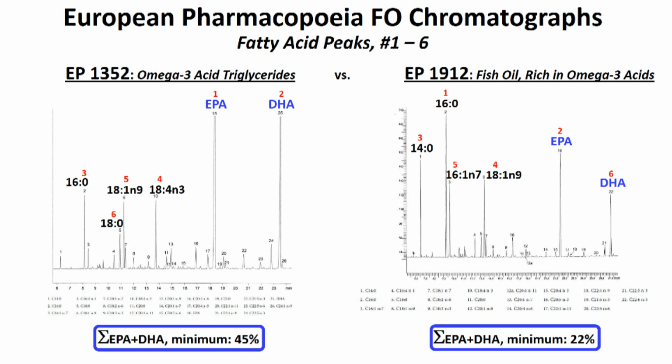Consequently, the monographs have different specifications for the minimum concentrations of omega-3 fatty acids. Of note, when expressed as the sum of EPA and DHA, the pharmacopoeia requirement for European Pharmacopoeia monograph 1352 is about 2 times higher than European Pharmacopoeia monograph number 1912.